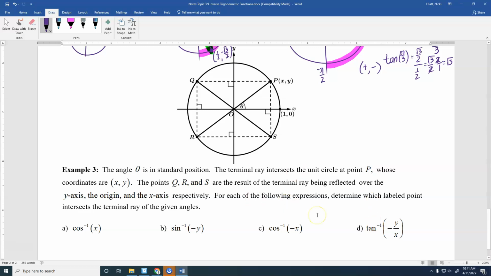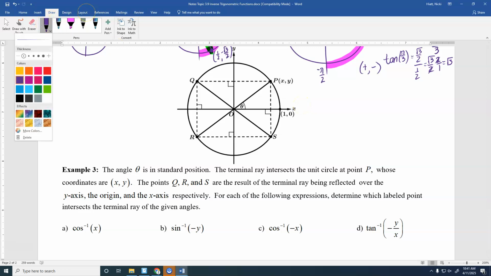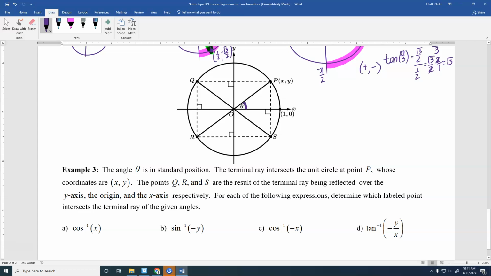Very theoretical. We have the angle theta in standard position. So this angle right here is the angle theta. The terminal ray intersects the unit circle at point P, whose coordinates are x, y. The points Q, R, and S are the result of the terminal ray being reflected over the y-axis, the origin, and the x-axis respectively. For which of the following expressions determine which labeled point intersects the terminal ray of the given angles?